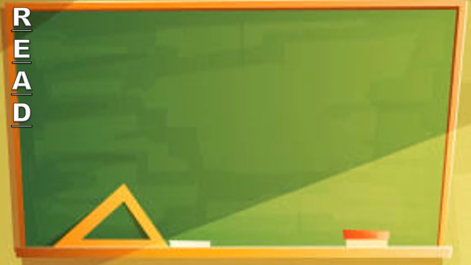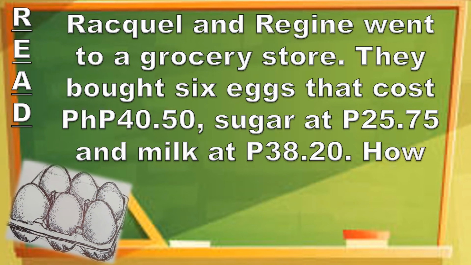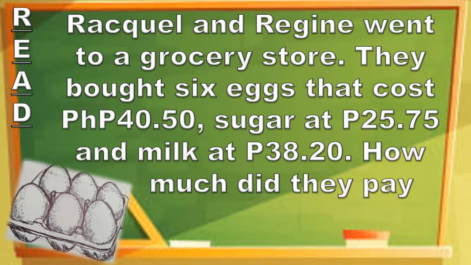Okay, let's start our discussion with a problem. Let's read. Raquel and Regine went to a grocery store. They bought 6 eggs that cost 40 pesos and 50 centavos, sugar at 25 pesos and 75 centavos, and milk at 38 pesos and 20 centavos. How much did they pay in all? Did you get the problem?